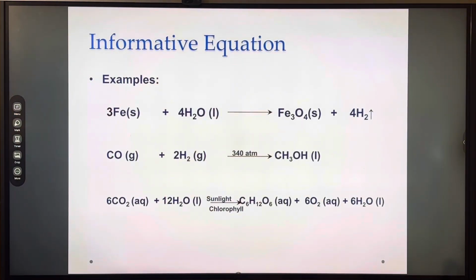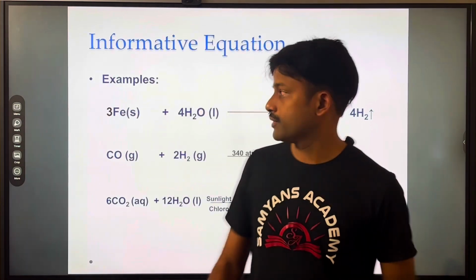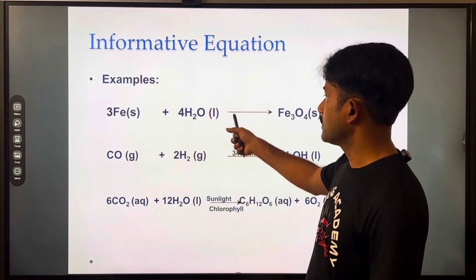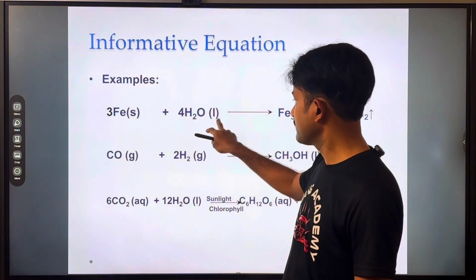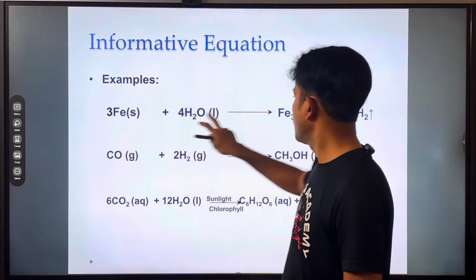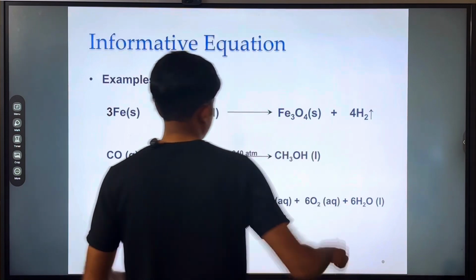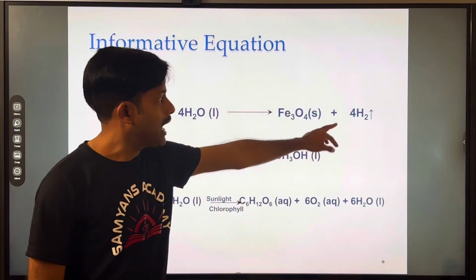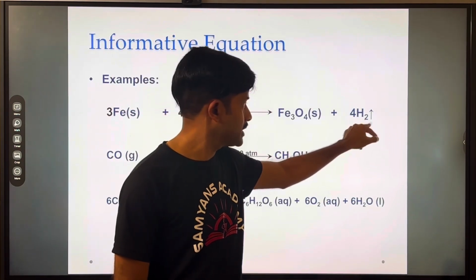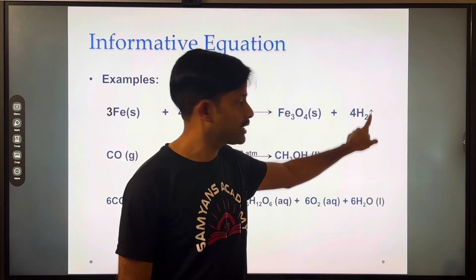And here we have some examples of informative equations. Now you see, when iron reacts with water, iron is in solid state and water is in liquid state. You represent water with L and iron with S. It forms Fe3O4, which is rust. It is in solid form, and the hydrogen is in gaseous state. You have to put G here, and liberation of the gas we indicate with the upward arrow mark.